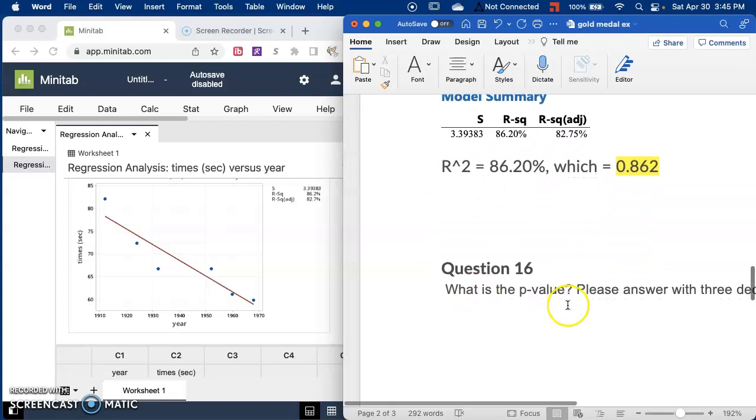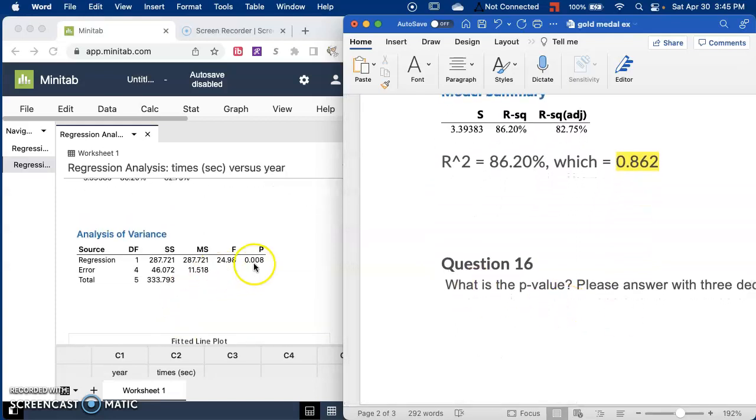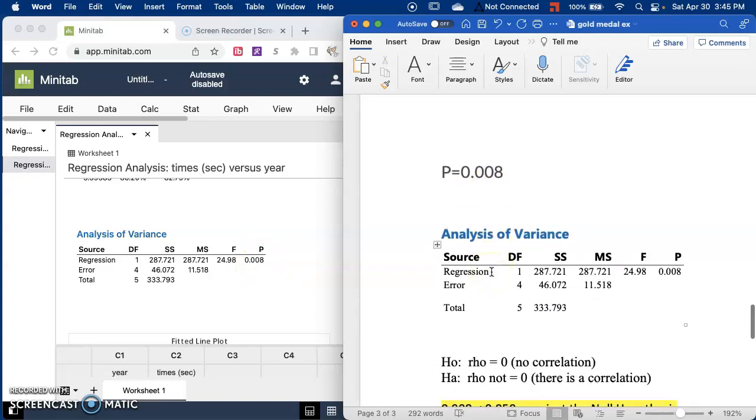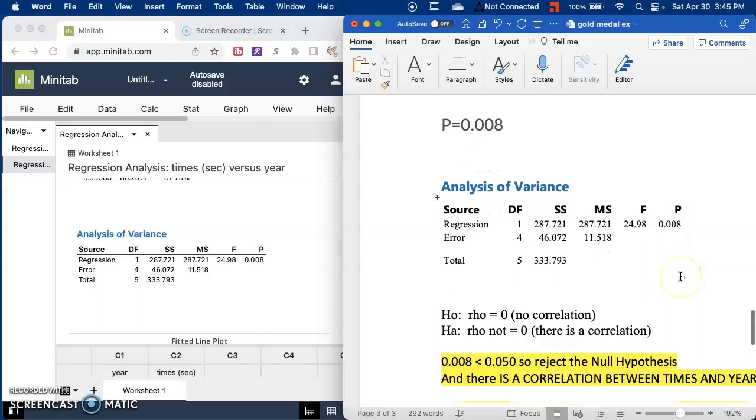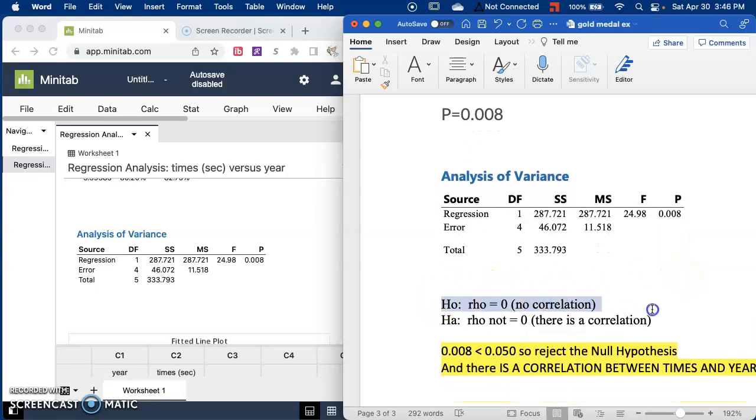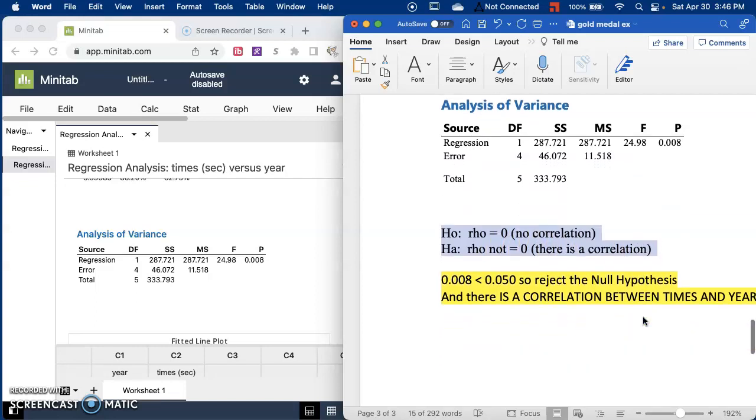What is your p-value? Our p-value is listed right here, so I have that copied here. So p is 0.008, and remember, you always use the same hypothesis on this test. So rho is equal to 0, which means there's no correlation. That means the correlation is 0, which is no correlation. Or the alternate hypothesis is always going to be rho not equal to 0, so there would be a correlation if we choose that one.